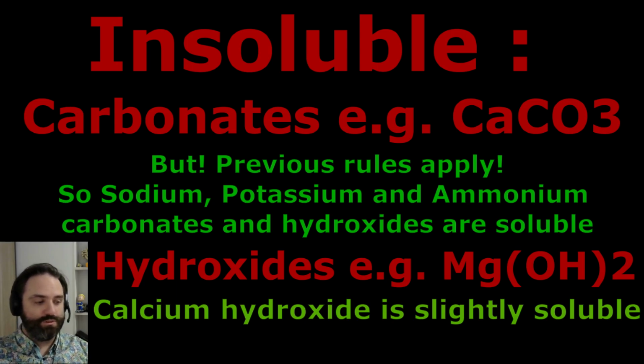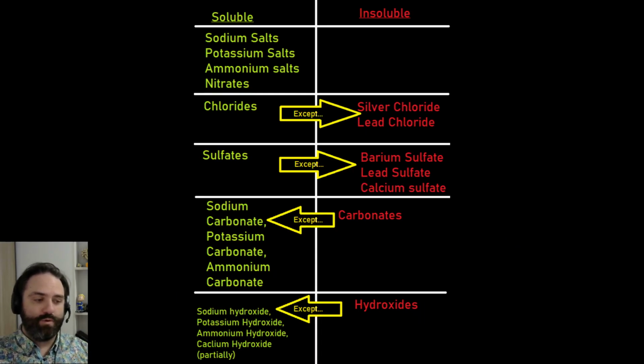So here are the rules. Everything from group 1 and ammonium, always soluble. Nitrates, always soluble. Chlorides, always soluble except for two, lead and silver. Sulfates, always soluble except for barium, calcium, and lead. Carbonates, always insoluble except for the rules we've already established. Hydroxides, always insoluble except for the rules we've already established. So if you break it down like that, it's not that much to remember, but you do have to remember a little part of it.